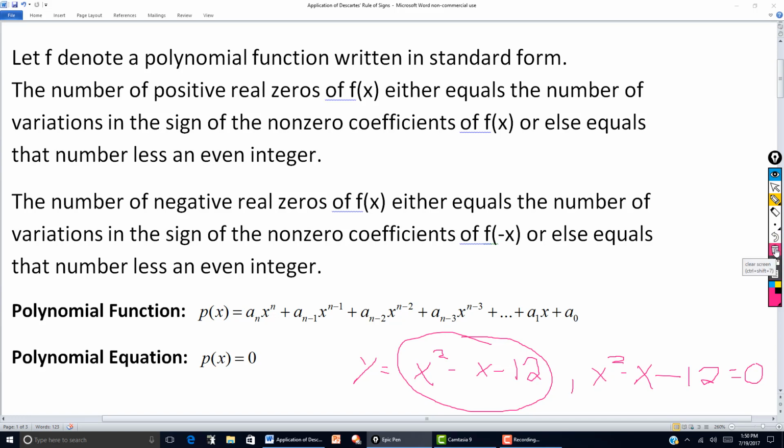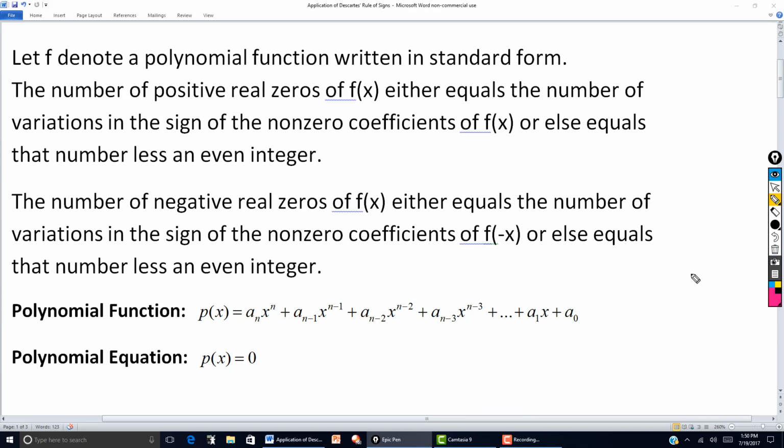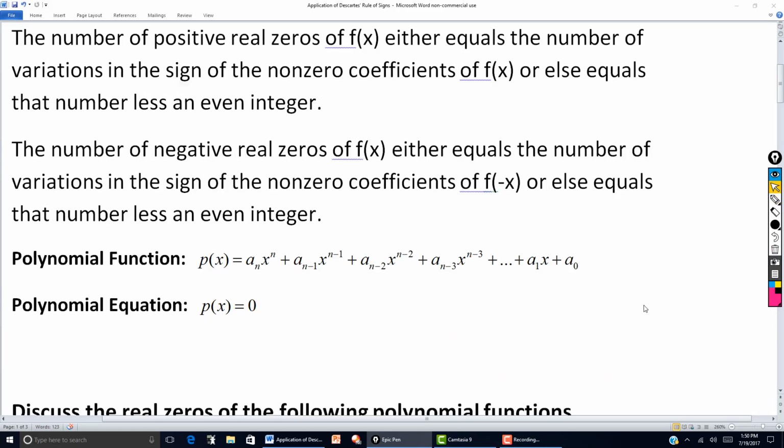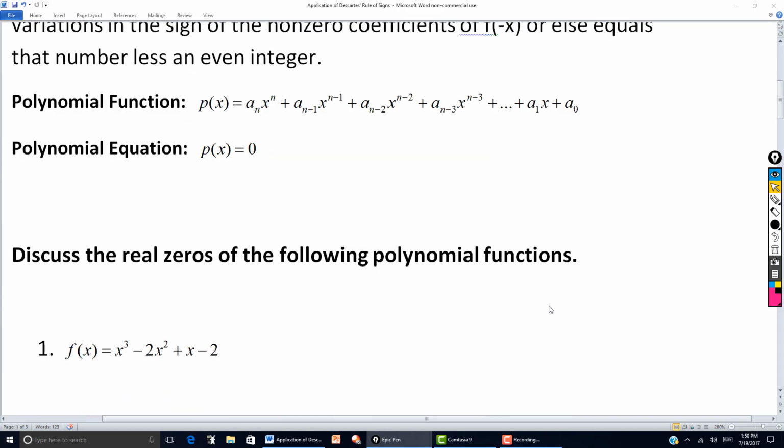Okay, so let me clear this, and let's look at what we have here. This one states, discuss the real zeros of the following polynomial functions. The first thing I'm going to say here is this is third degree. We look at the highest degree term, and it's in descending powers. So this is degree 3, a third degree polynomial. So you would expect to have 3 zeros.